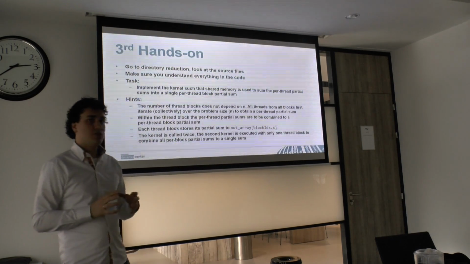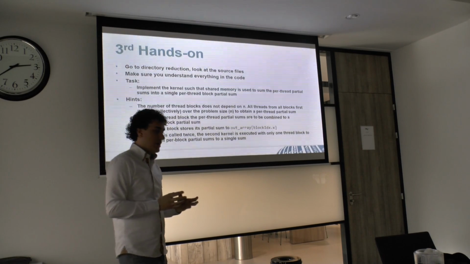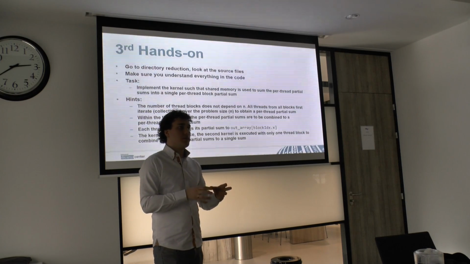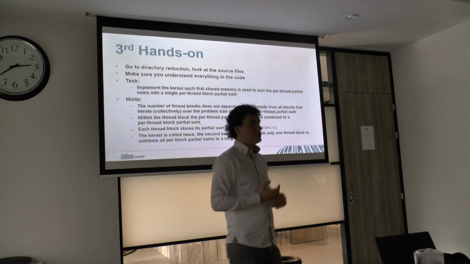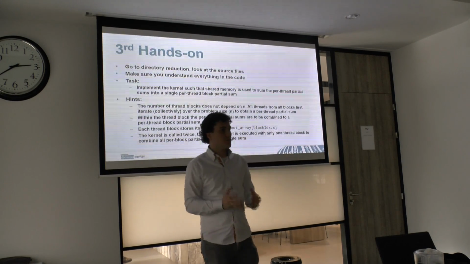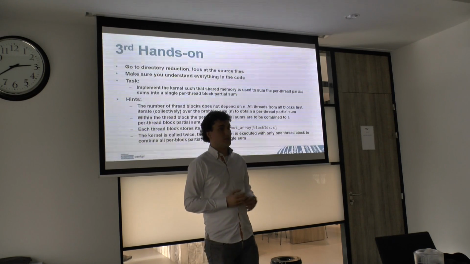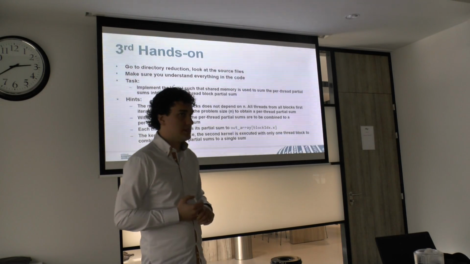What we then need to do is, within the thread block, combine these per-thread partial sums into a per-block partial sum. Because that's the only thing that we can do, right? We cannot synchronize with the other blocks, but at least within a thread block we can come to a single value by using shared memory in a smart way. And that's what we will do.